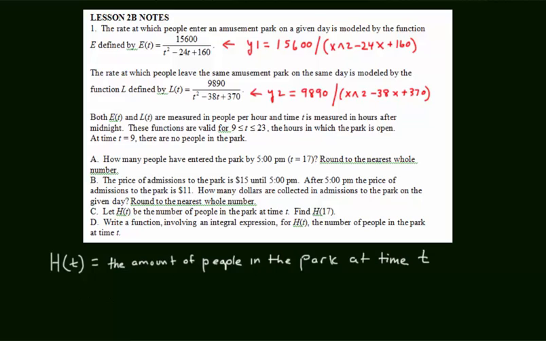We also want to define the rate in, rate out functions. So E of t is the rate at which people enter the park, so this will be our rate in, adding to the amount of people in the park. And then L of t would be the rate out, the rate at which people exit the park, taking away from our quantity, H of t.